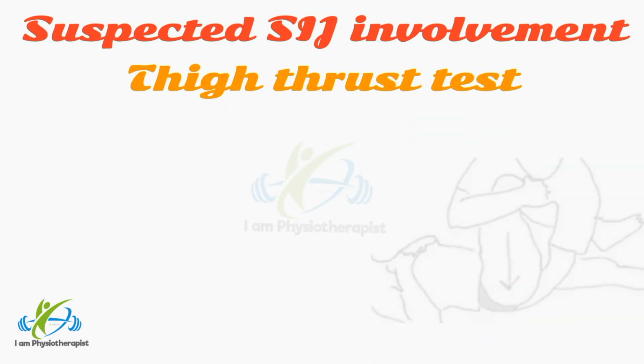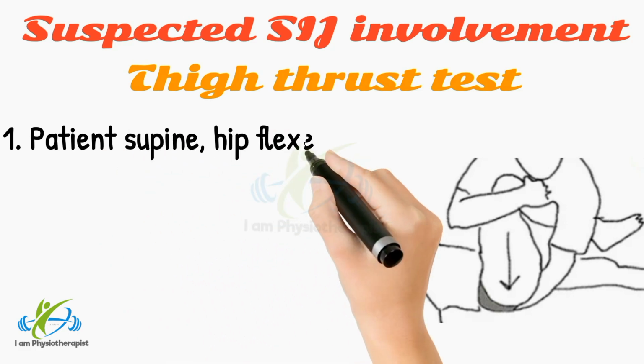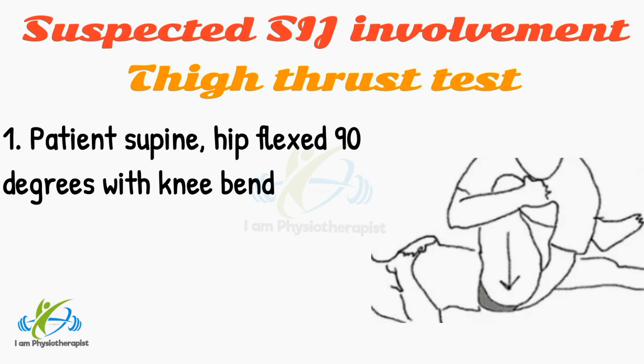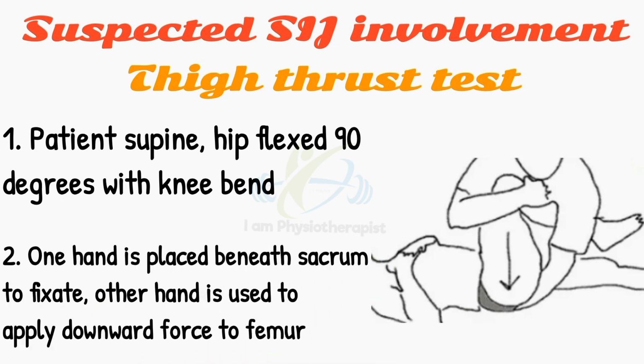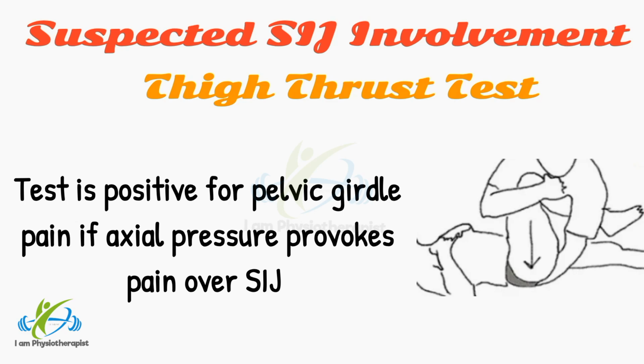Thigh thrust test. With the patient in supine position, the hip is flexed to 90 degrees with the knee bent, to stretch the posterior structures. One hand is placed beneath the sacrum to fixate its position, while the other hand is used to apply a downward force to the femur. The test is positive for pelvic girdle pain if the axial pressure provokes pain over the sacroiliac joint that is familiar to the patient.